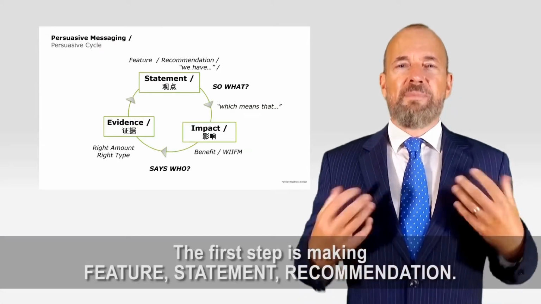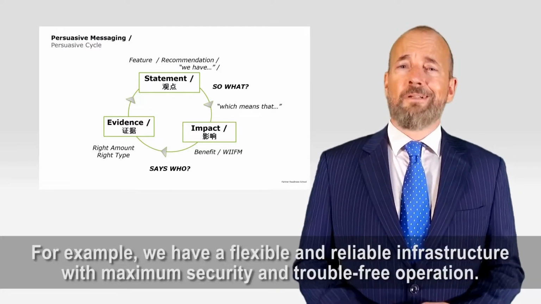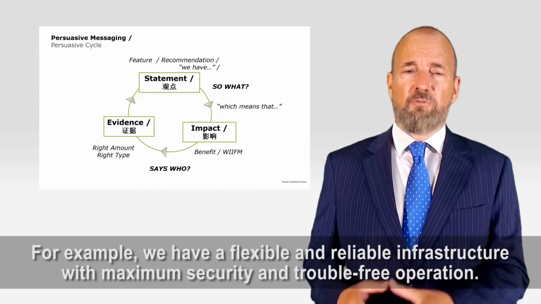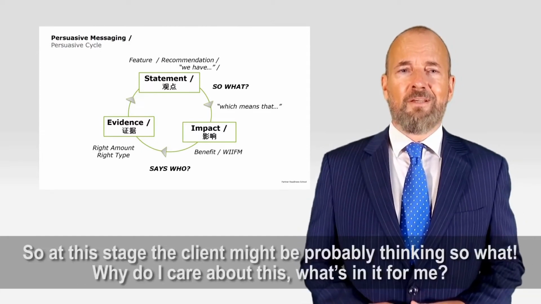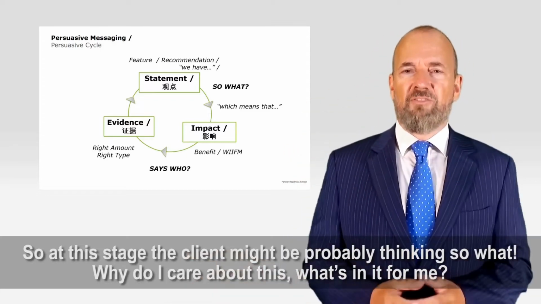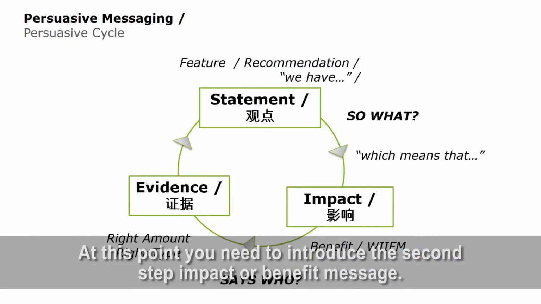The first step is making a feature, statement, recommendation. For example, we have a flexible and reliable infrastructure with maximum security and trouble-free operation. So at this stage, the client might probably be thinking, so what? Why do I care about this? What's in it for me? At this point, you need to introduce the second step, impact or benefit message.